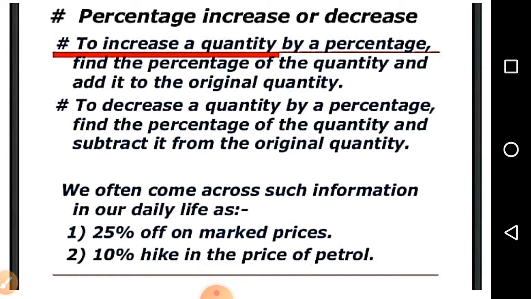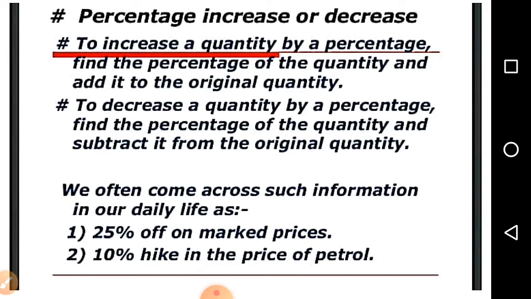Suppose there is an increase of 2% on the rate of any object, then how will you find out the percentage increase or percentage decrease? So let us see first what actually is percentage increase or decrease. To increase a quantity by a percent, find the percentage of the quantity and add it to the original quantity. So first of all you need to find out how much percentage it is.